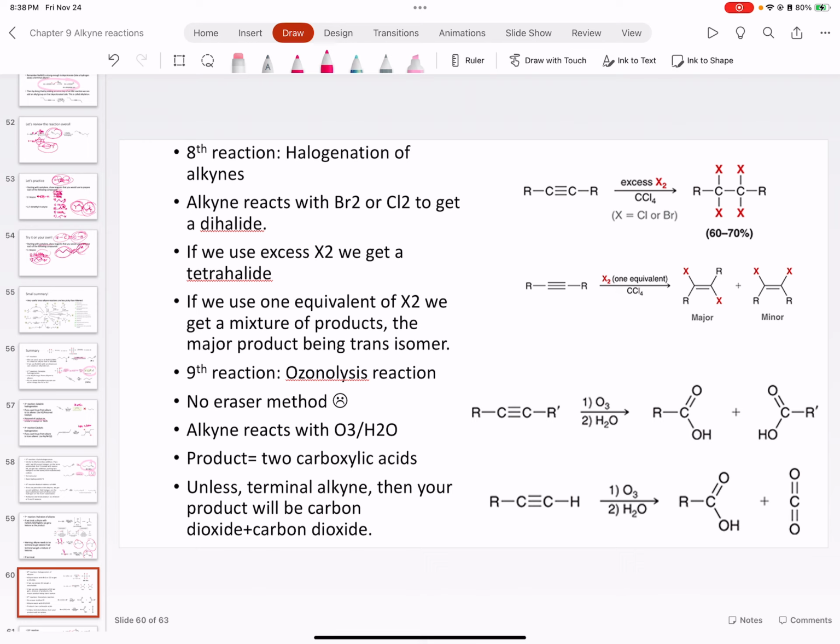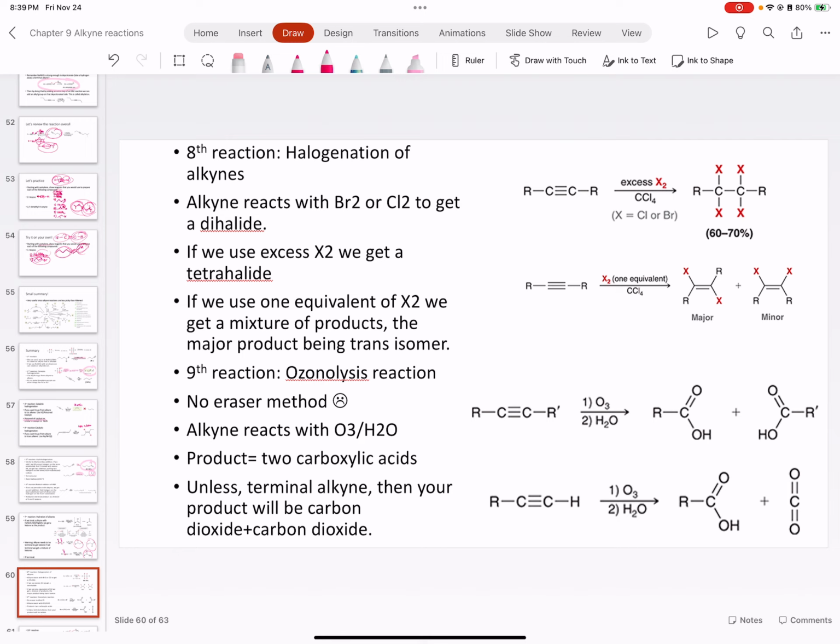Eighth reaction, halogenation of alkynes. An alkyne reacts with Br2 or Cl2 to get a dihalide. If we use excess X2, we get a tetrahalide. If we use just one equivalent of X2, we get a mixture of products, the major product being the trans isomer.